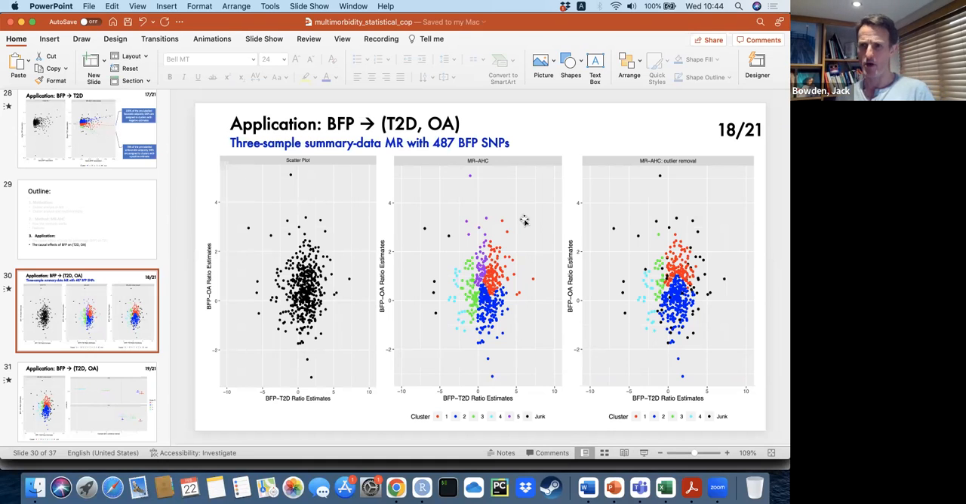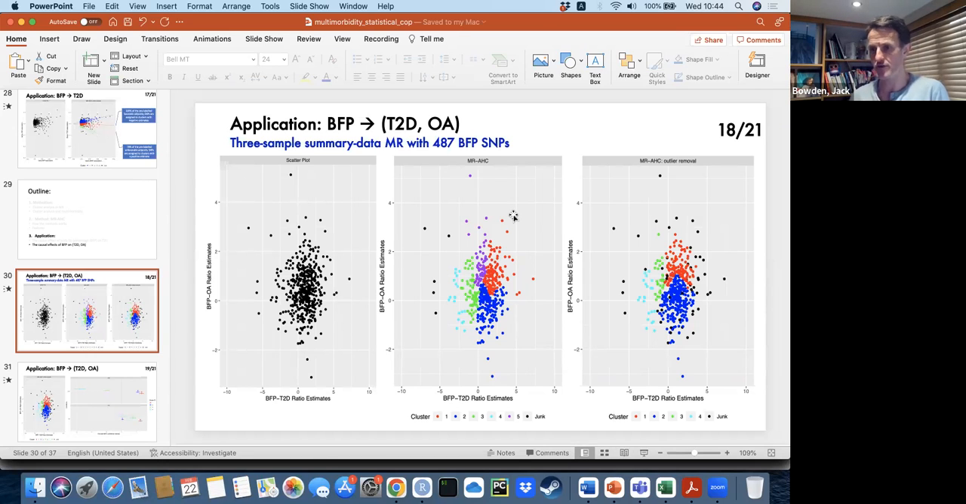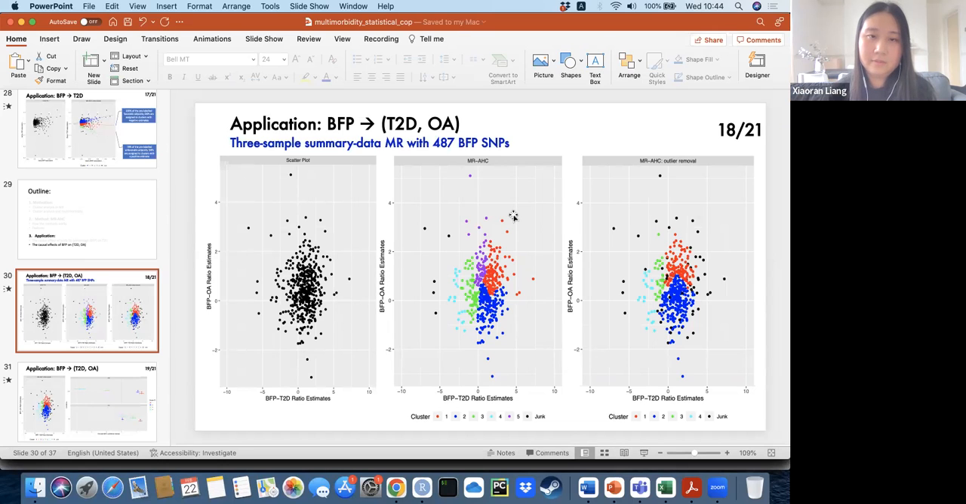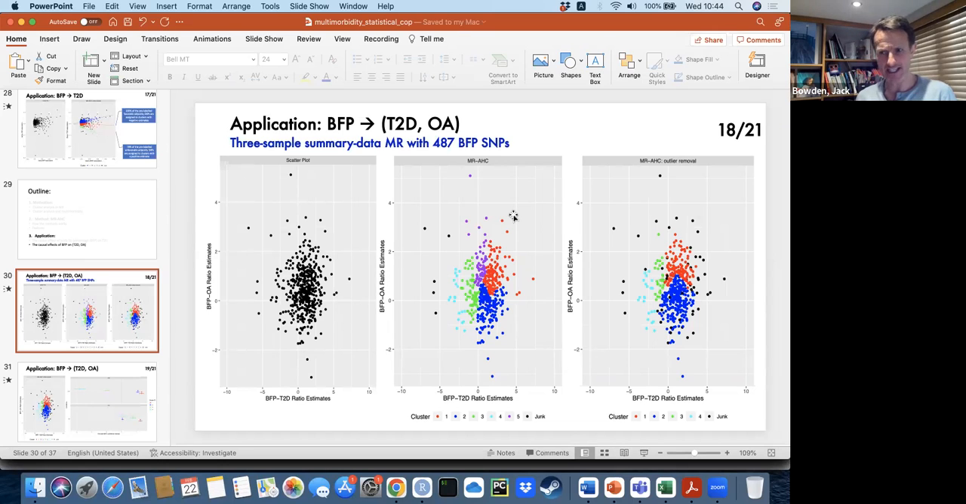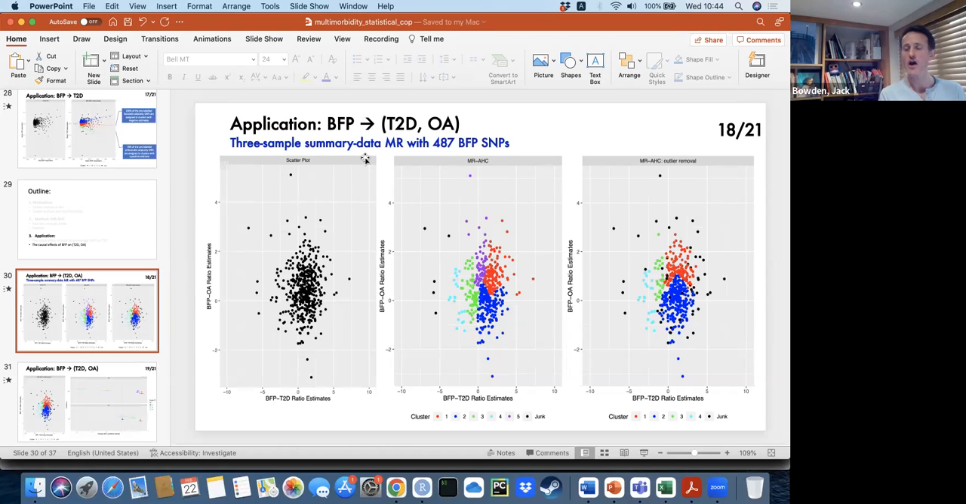Okay. But we've fixed a threshold, haven't we, for determining whether a SNP is an outlier or not. Okay, thank you. Yeah, but so there is some arbitrariness to it, but great.